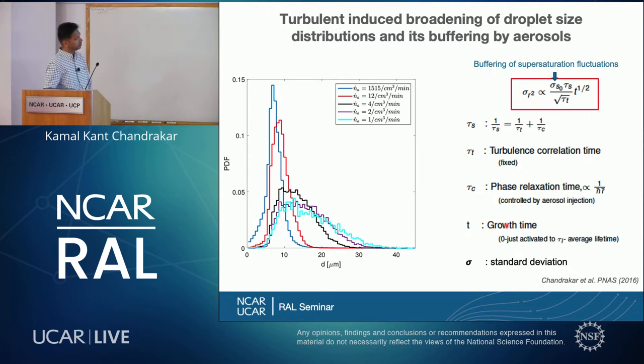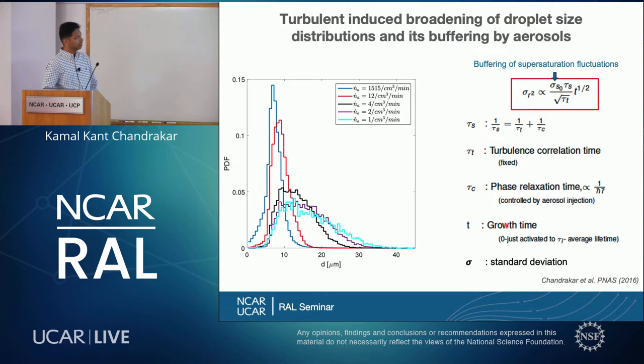When we did this experiment, we fixed the forcing between top and bottom boundary, so the turbulent correlation time is fixed for this experiment. However, the phase relaxation time changes when we change the aerosol injection rate. For a higher aerosol injection rate, the number concentration of droplets is larger, so you get a shorter phase relaxation time. Because of that, the system time scale also becomes smaller. Since the spectral width is proportional to the system time scale, you get a narrowing of the droplet size distribution when we have a higher aerosol concentration. So essentially, higher aerosol concentration buffers the variability in the supersaturation field and produces a narrow spectrum.